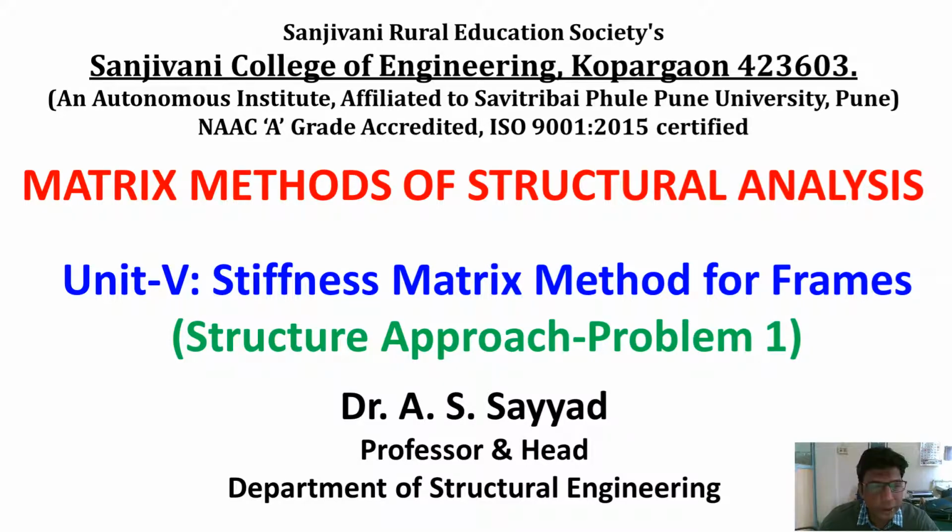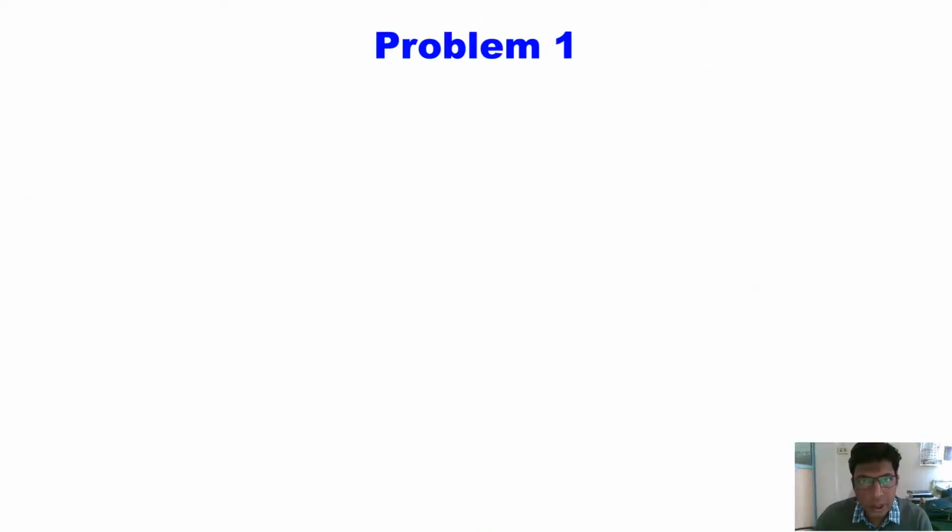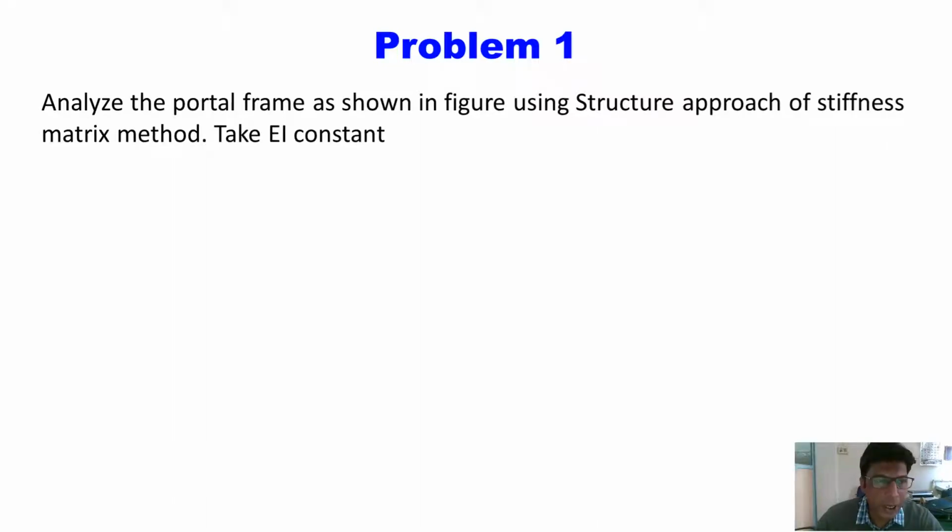We are dealing with unit number 5, stiffness matrix method for frames. So in this class today we will solve one numerical example on the structure approach of stiffness matrix method for the analysis of a portal frame. The statement of the problem is: analyze the portal frame as shown in the figure using the structure approach of stiffness matrix method. Take EI constant.